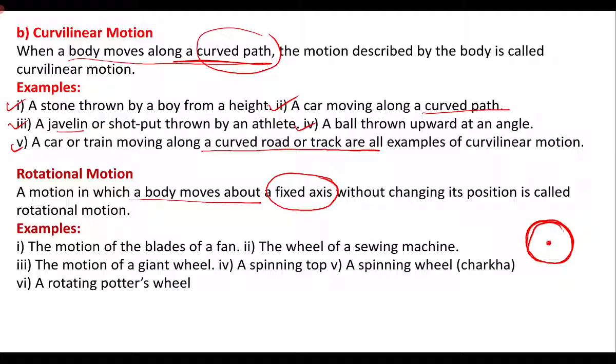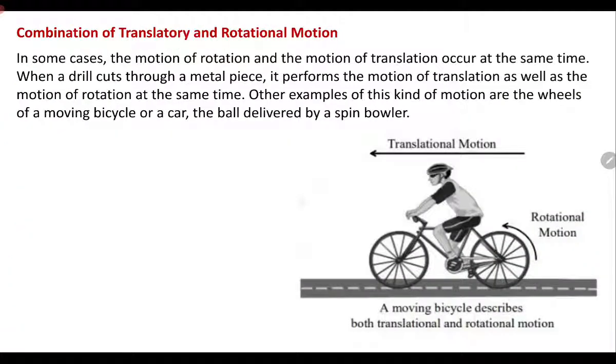The examples are the motion of the blades of a fan, the wheel of a sewing machine, the motion of a giant wheel, a spinning top, a spinning wheel, the charkha, and a rotating potter's wheel. These are some of the examples of rotational motion.